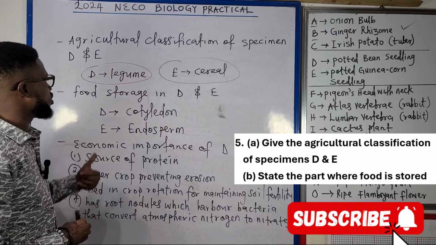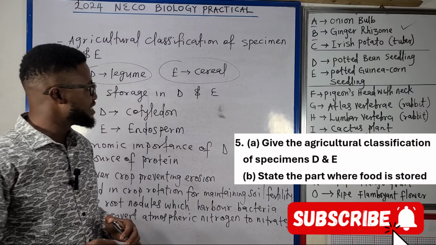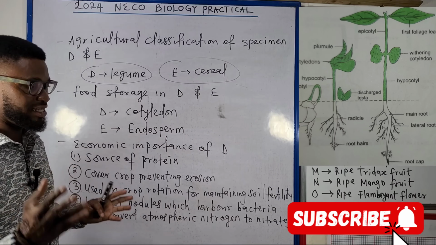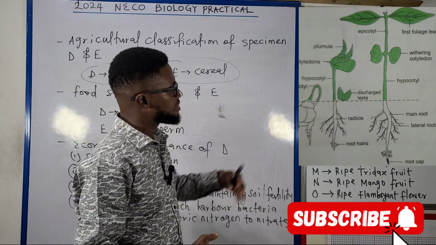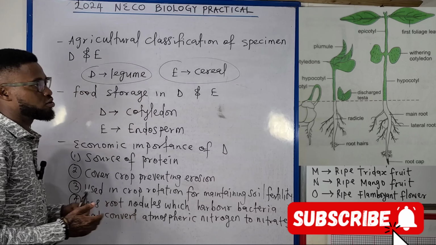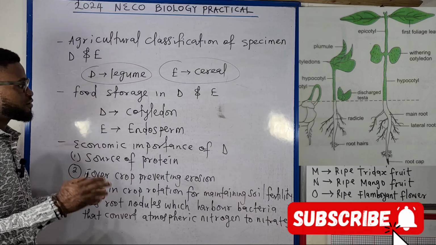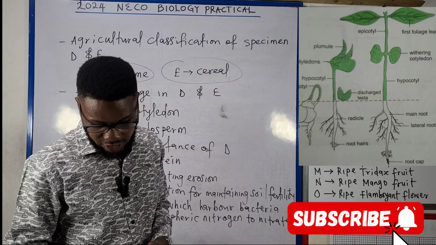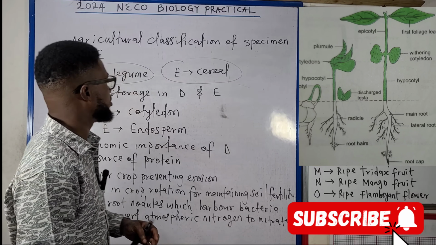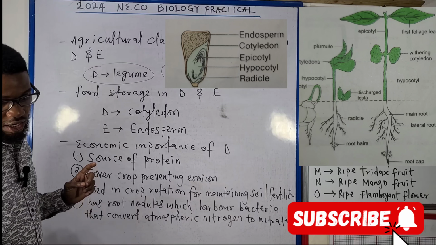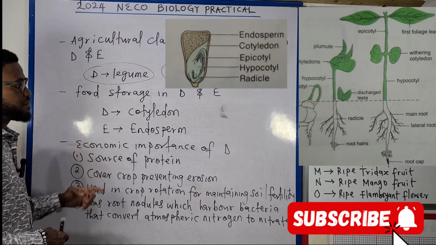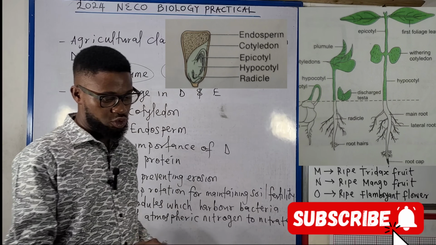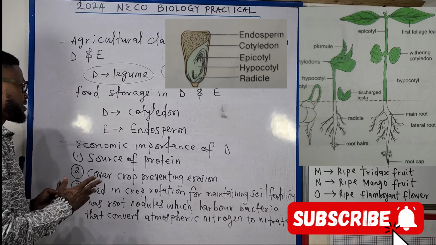And to the next question, we were told to name the part where food is stored in specimen D and E. D is bean seedling, E is a corn seedling. Where exactly is food being stored? In the case of D, as you can see in the diagram on your screen, food is stored in the cotyledon. And in the case of E, food is stored in the endosperm. You can also see that diagram on your screen.